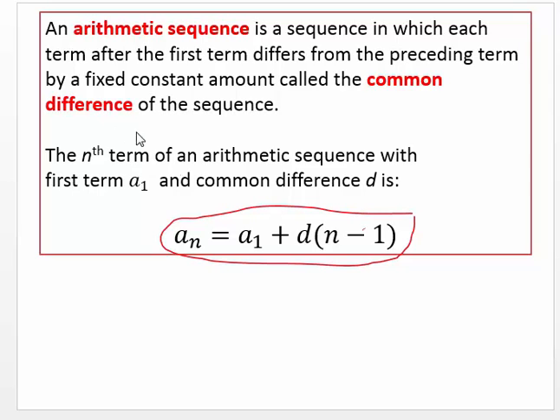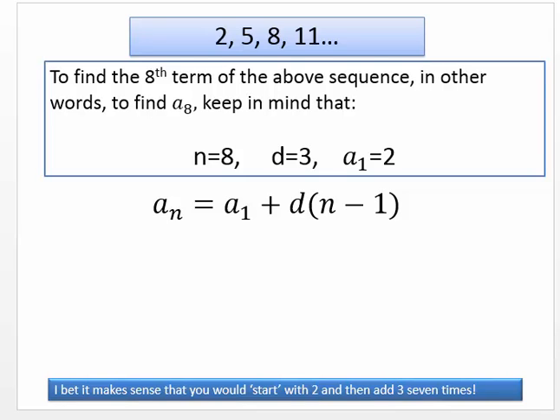So when you look at this formula, what it means is A sub n means whatever term we're looking for. So if you saw like an A sub 10, that means we're looking for the 10th term. The A sub 1 means the first term of the sequence. The D is the common difference. How much are we adding each time? And the N stands for the term you're looking for, which is, in this case, 10 in my example I just used. Now this might seem complicated. As soon as you see an example or two, it'll seem real easy.